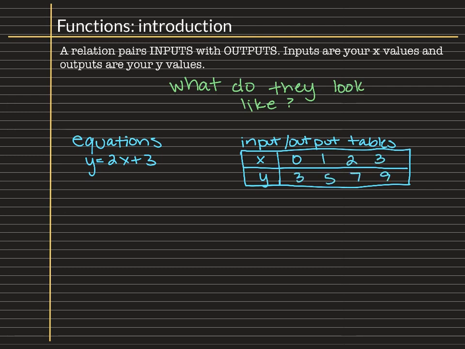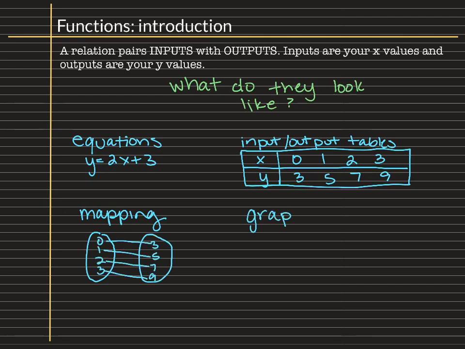There are also input and output tables. So here I show that when I choose an x value, 0, 1, 2, or 3, I get a y value of 3, 5, 7, and 9. Another way we can represent this is by mapping. And then we can also use a graph to represent a relation. All 4 of these represent the same exact relation. They're just in 4 different representations.